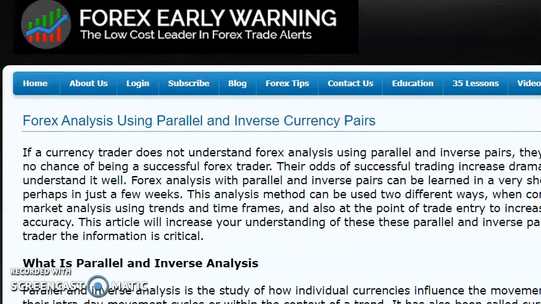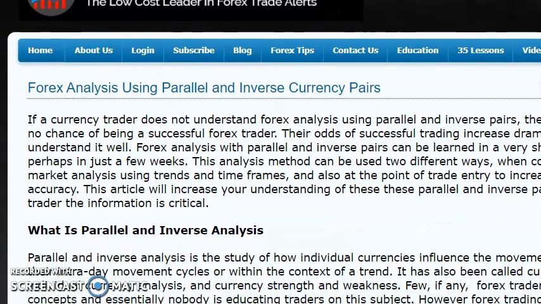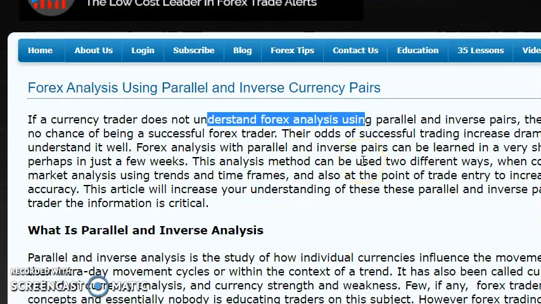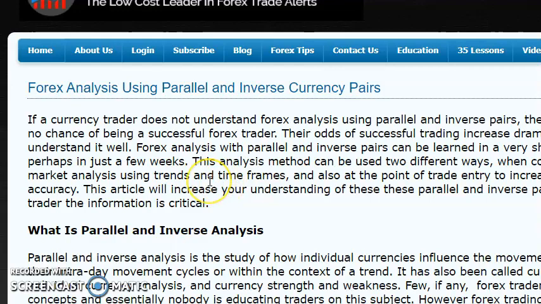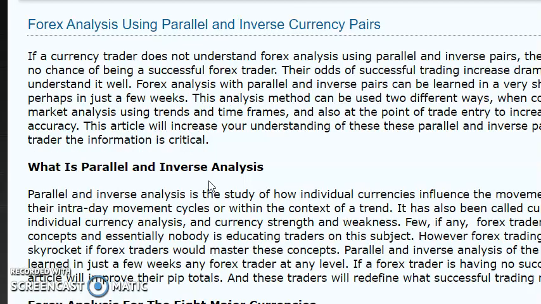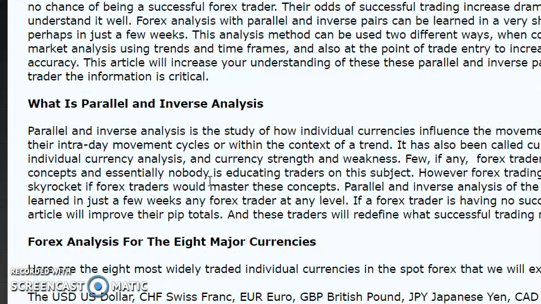Okay, so if you don't understand parallel and inverse analysis and you want to trade the Forex, you will more than likely fail. You can learn parallel and inverse analysis in an extremely short period of time, and it'll completely transform your Forex trading. And by focusing on the individual currencies, you'll basically just start making pips, and you will have much more confidence when you enter trades.